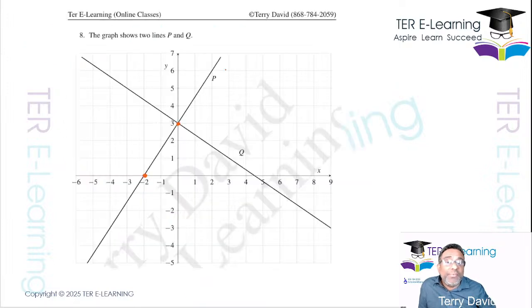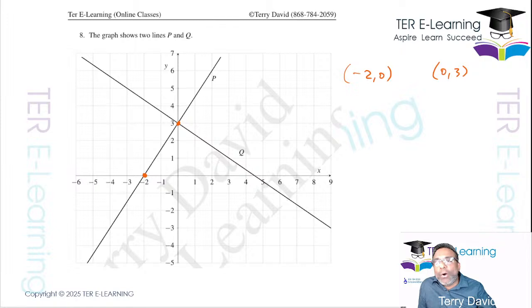So let's go to the graph. If you want to work out the gradient of line P, we need to choose 2 points on line P in order to do that. My suggestion is you already know this point here and this point here. So the 2 points that we're going to use will be negative 2 and 0, and I'm also using 0, 3.